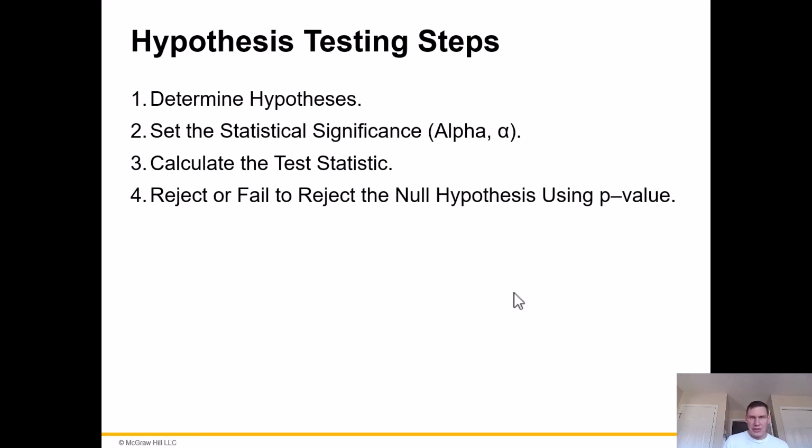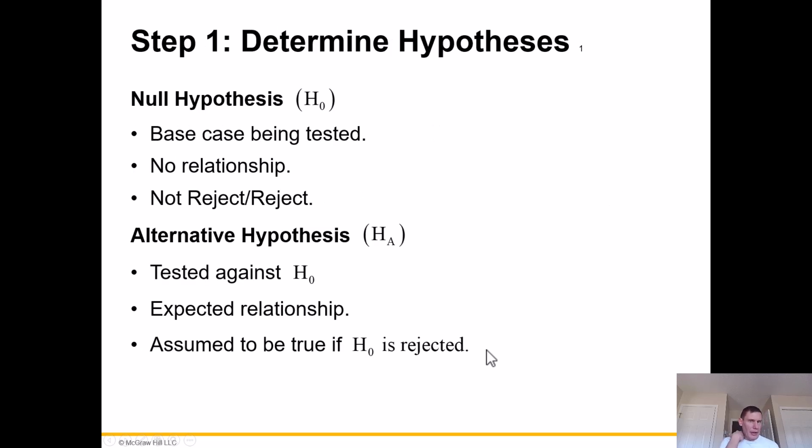So the steps in testing a hypothesis are as follows. Number one, determine the hypothesis. Number two, set what we call the alpha or statistical significance. I'll explain that a little more in a little bit. Number three, calculate the test statistic. And then number four, reject or fail to reject the null hypothesis using the p-value. So step one, determine the hypothesis.